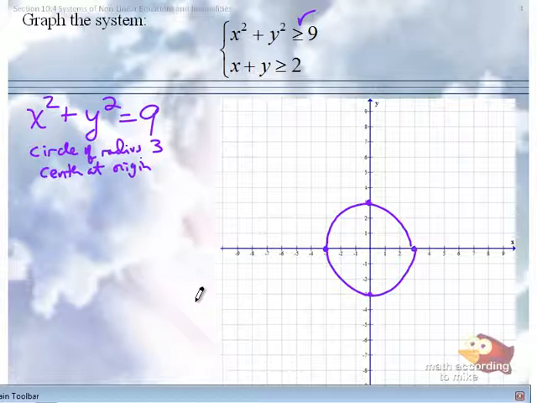1, 1? Sure. 1, 1 is located, that's supposed to be a different color. Now it looks like the Death Star. That's okay.